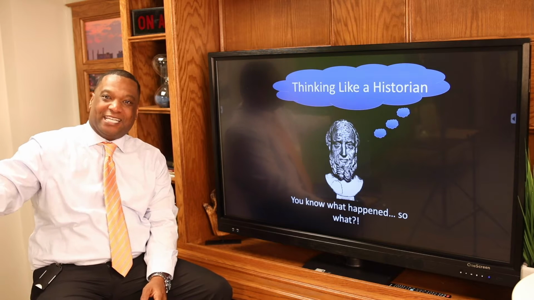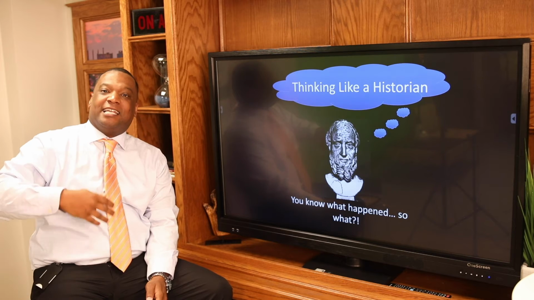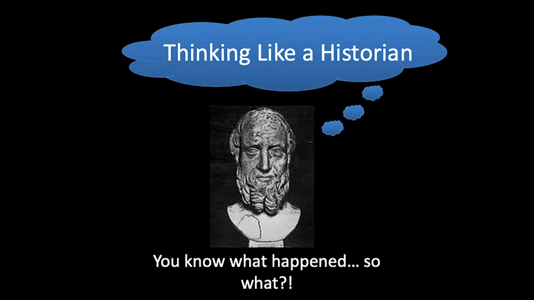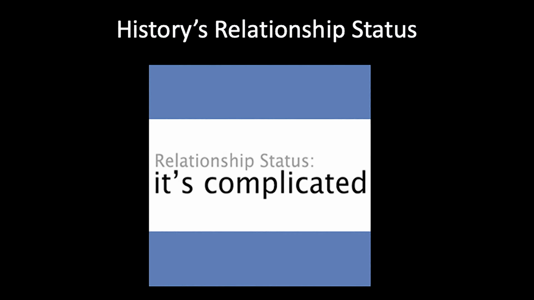We already know something happened in history. So we have the cause. Now we have to figure out the effects and how it relates over time. So thinking like a historian: you know what happened, so what? So what does that mean? So you're the principal. You know what happened, so what?